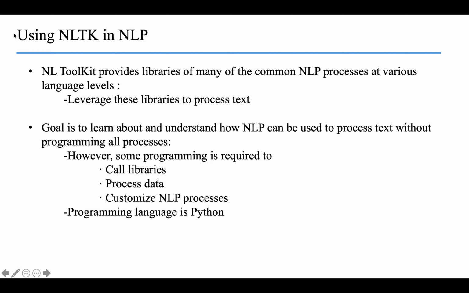NLTK is a leading platform for building Python programs to work with human language data. It provides easy-to-use interfaces to over 50 corpora and lexical resources, such as WordNet, along with a suite of text processing libraries for classification, tokenization, stemming, tagging, parsing, and semantic reasoning, wrappers for industrial-strength NLP libraries, and an active discussion forum.